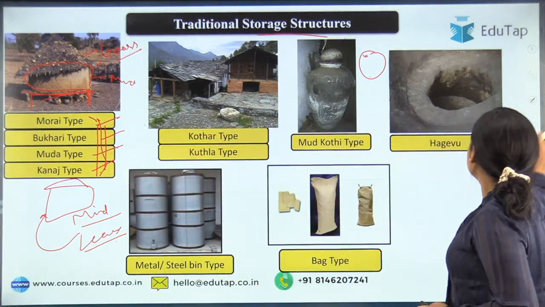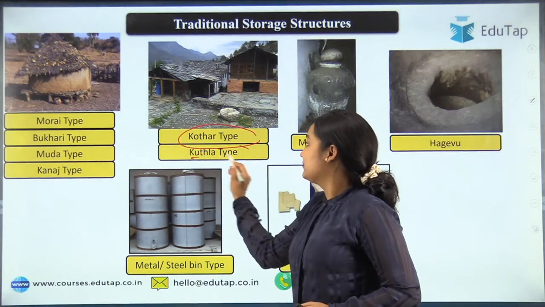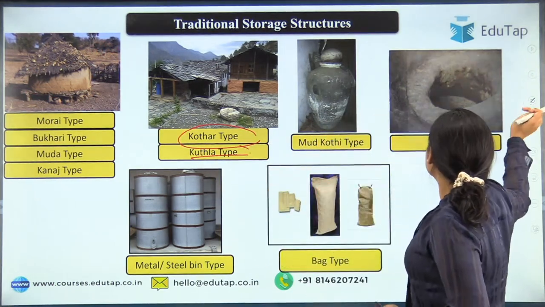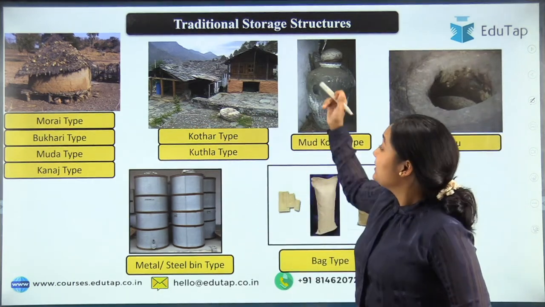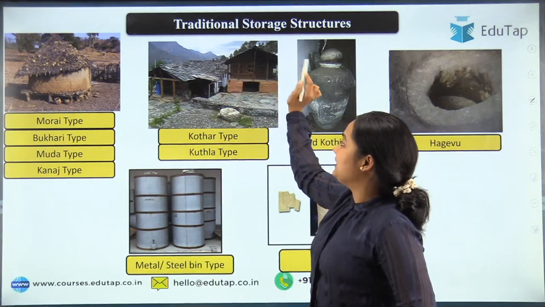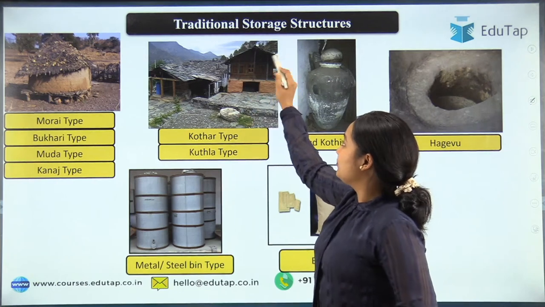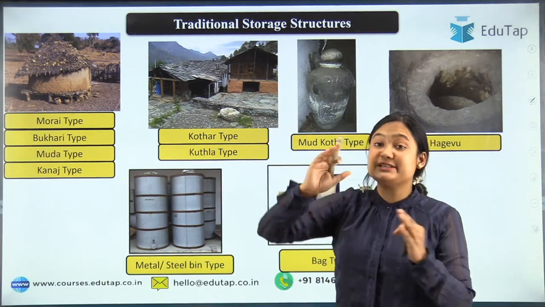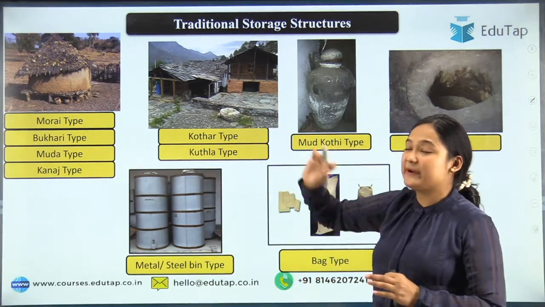Okay, then moving to the next structure. See, there is a kothar type and kutla type. In kutla type, we leave a slight overlay. Our aim is that we prepare a platform and leave some overlay. Also the wood is used. When we talk about kothra and kutla, wooden structure is more preferred.